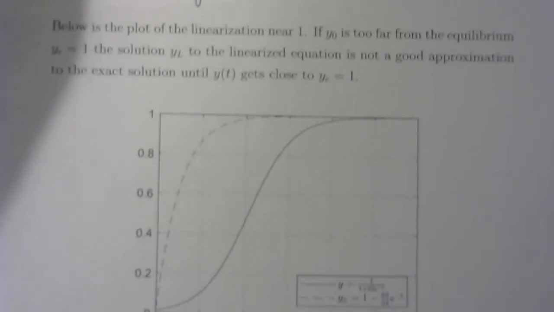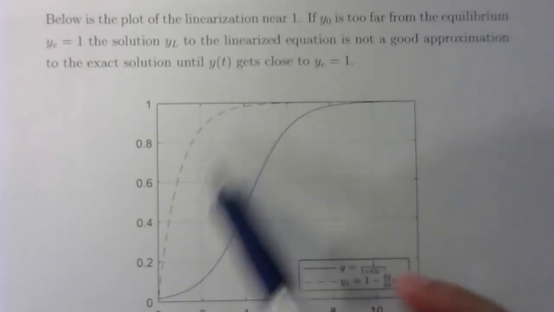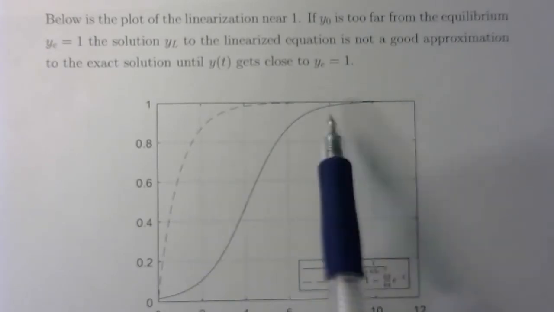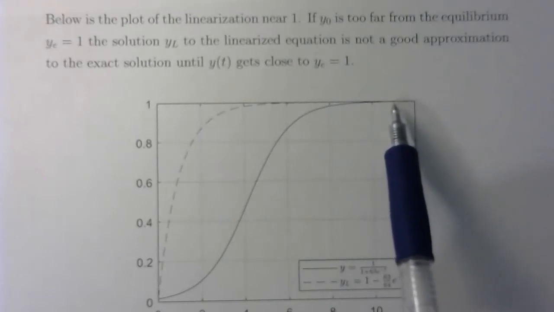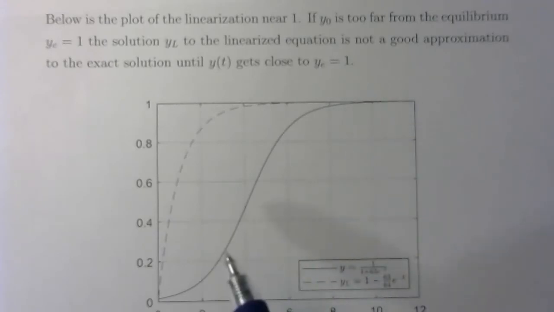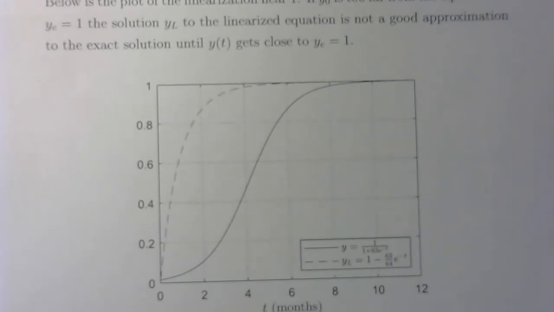So if I look at this one, now I see I get an approximation that looks good when I'm close to 1. Again, the real solution is solid and the dashed line is the linearization. So near 1, it looks like I'm approaching the same asymptotic value at 1. It's a pretty good approximation, but farther from 1, it starts to get really, really bad. It matches up right at 0, but the rest of it is a pretty bad approximation.